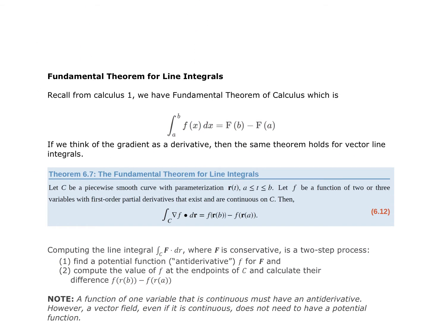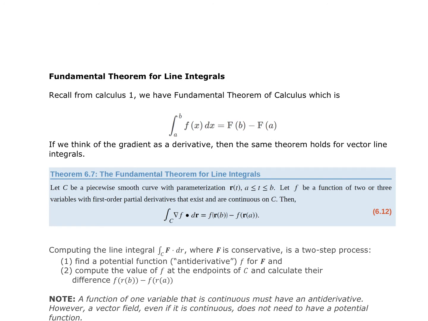So we needed that information to get down to the fundamental theorem of line integrals. When we're in Calculus 1, we have the fundamental theorem of calculus for 1 dimension. If we're integrating from a to b of f of x dx, this can be evaluated as the antiderivative of f evaluated at b minus the antiderivative of f evaluated at a. And if we think of the gradient as the derivative, then the same theorem is going to hold for vector line integrals. So here's our first theorem that we're going to use a lot.